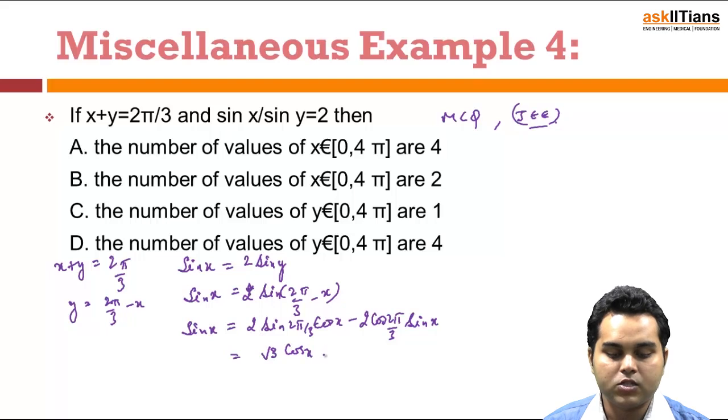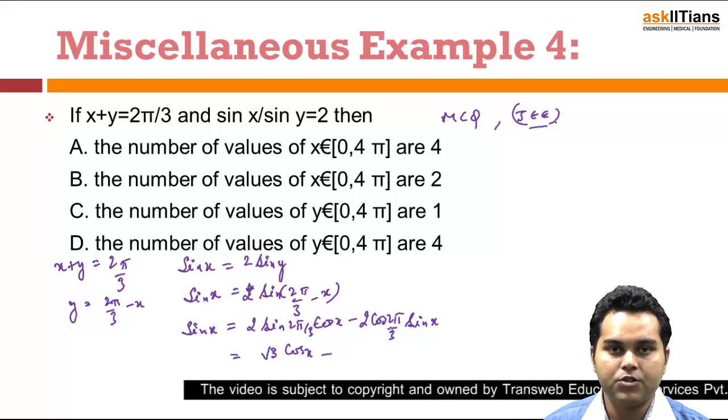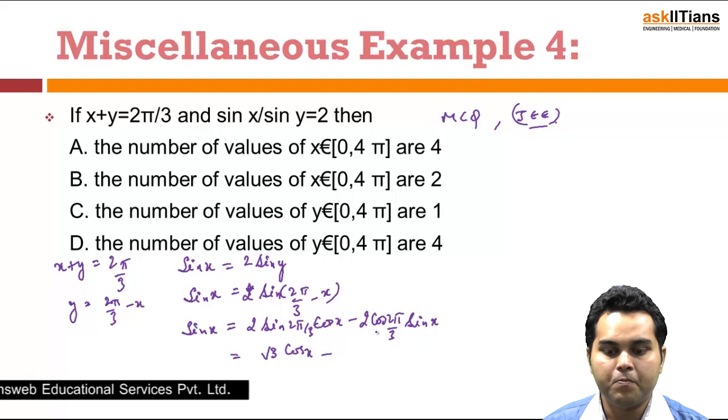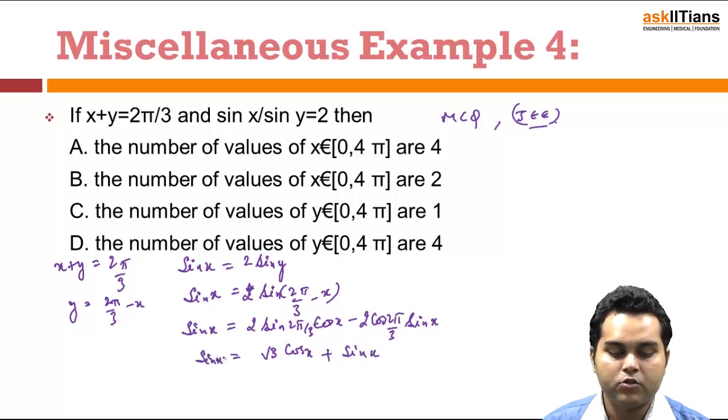So root 3 cos x minus, now minus 2 is multiplied with cos 2 pi by 3, which is cos of pi minus pi by 3, which is negative in the second quadrant. So it will be minus cos 60. So minus 2 into minus 1 by 2 is plus 1 again, and I get positive sin x on the right hand side as well. So these cancel out, and that gives me root 3 cos x is equal to 0, or cos x is equal to 0.